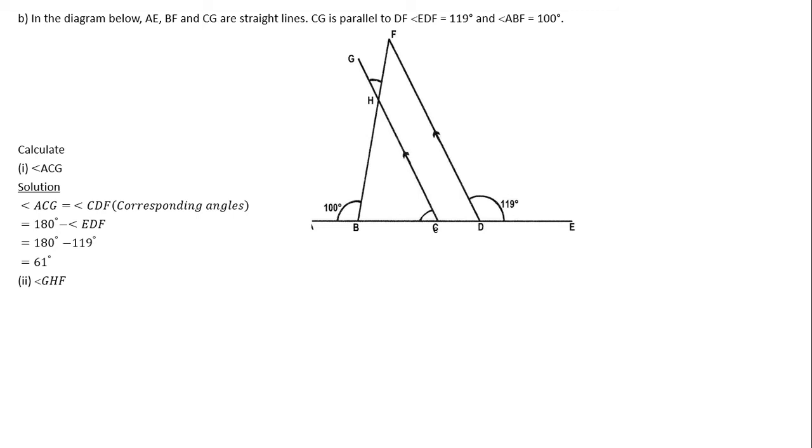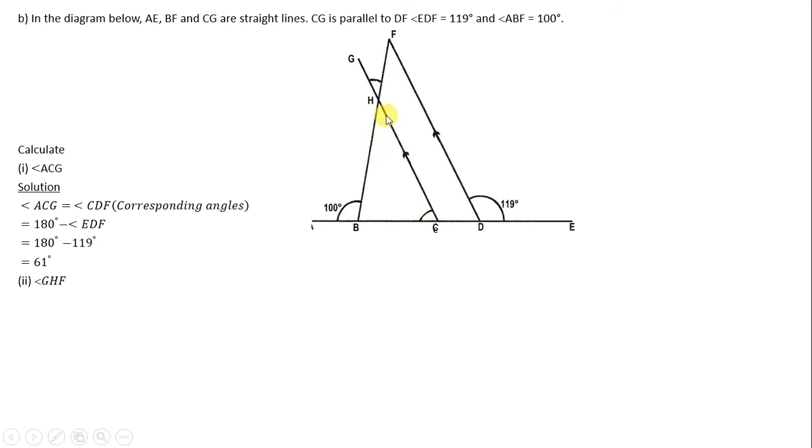We continue. Calculate angle GHF. You're supposed to know that when you are given angles like that, those two are vertically opposite. So it means this angle GHF is equal to angle BHC. We'll take it step by step. Angles on a straight line add up to 180 degrees. So if this is 100 degrees, it means that this angle here, angle HBC, is 80 degrees. And we know that this one is angle 61 degrees.